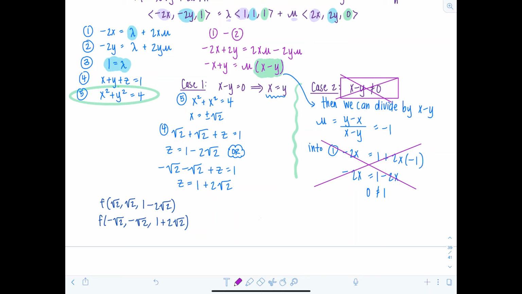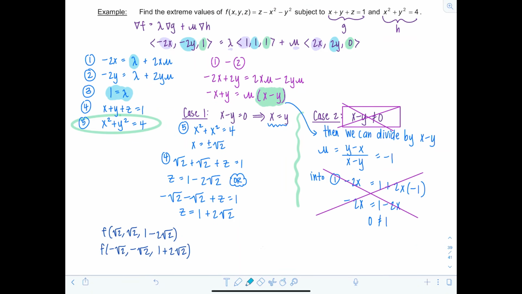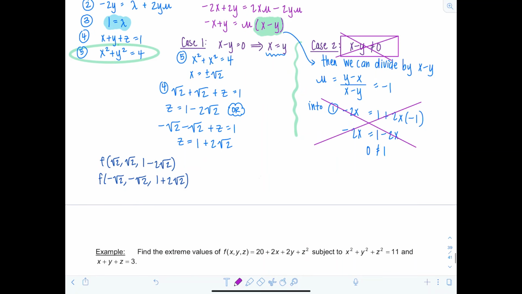So now I'm just going to evaluate them in the function. And remember, where was f of x, y, z? All the way up at the top, hiding from us. So here's f of x, y, z, which is z minus x squared minus y squared. Okay, so now I'm going to substitute these values in to see what we get. So this is going to equal z, which is 1 minus 2 rad 2, minus x squared, which is 2, minus y squared, which is 2. So this is going to be negative 3 minus 2 rad 2.